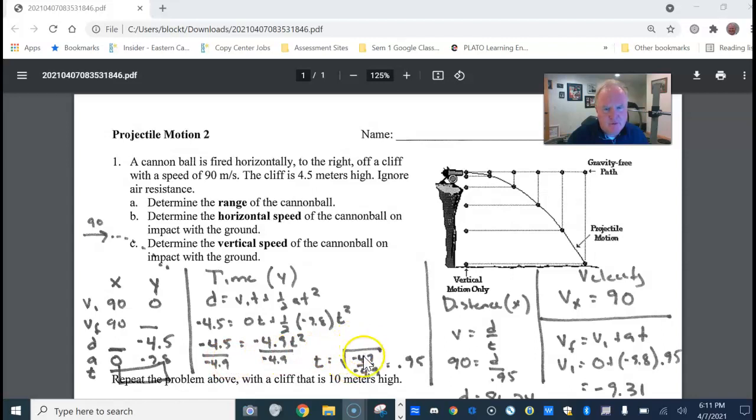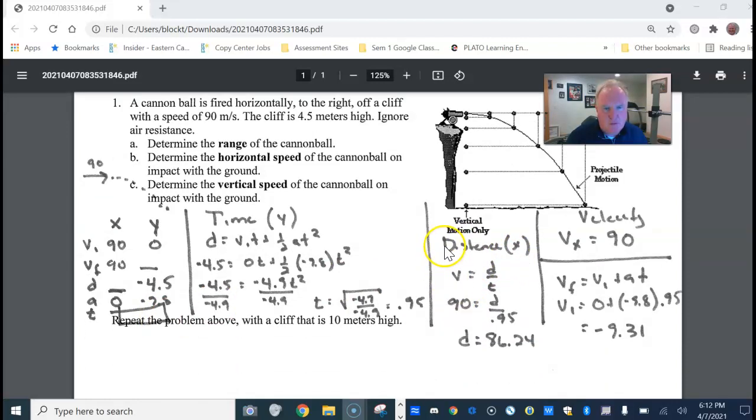And then we take the square root to find the real time. All right. So once we find the time, we get 0.95. We can put it in the box, or we can just know we're going to use that time. Okay. All right. Distance, or range, is the next thing.